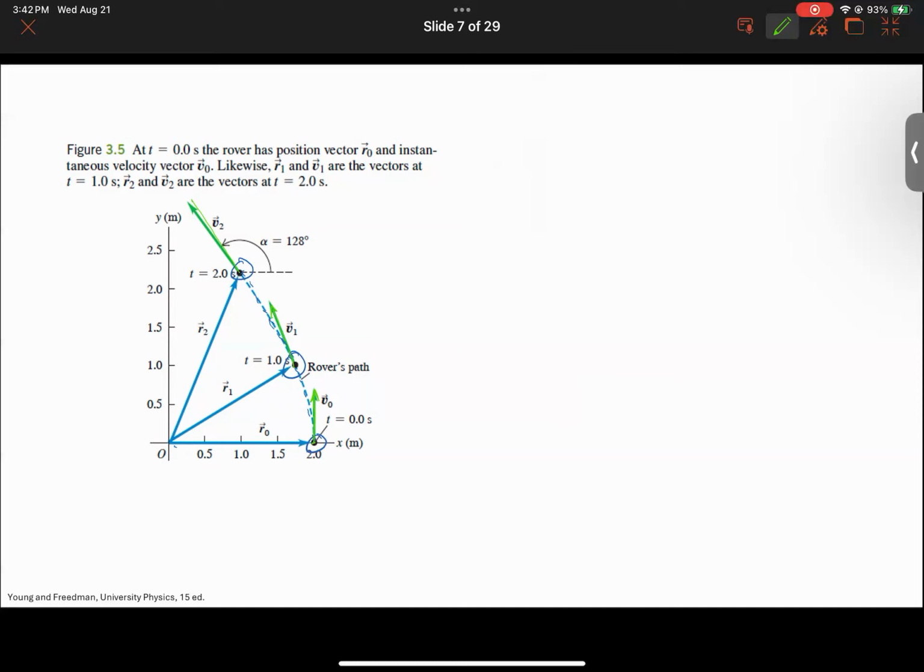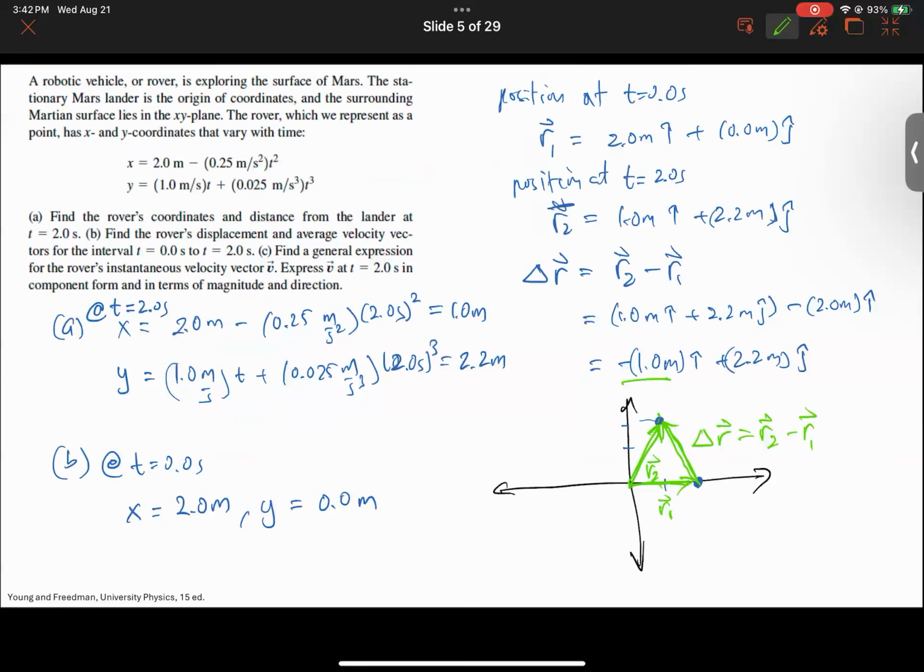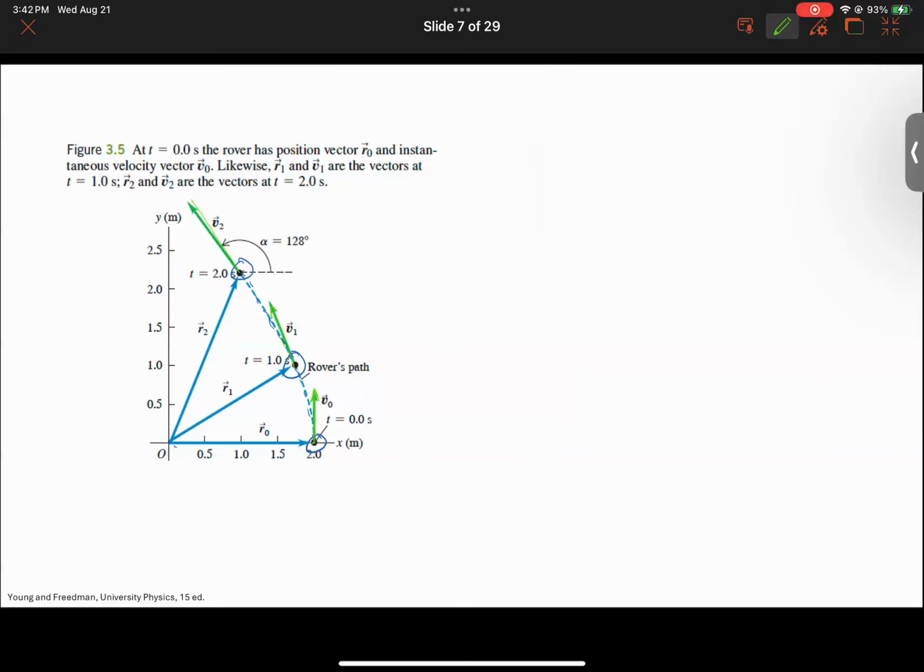So makikita natin na nag-i-increase yung velocity nung particle after some time, after 2 seconds. Pero nagmo-move siya towards the negative x-axis, nagmo-move din siya towards the positive y-axis, pero yung magnitude ng velocity ay nag-i-increase from 0 to 2 seconds.